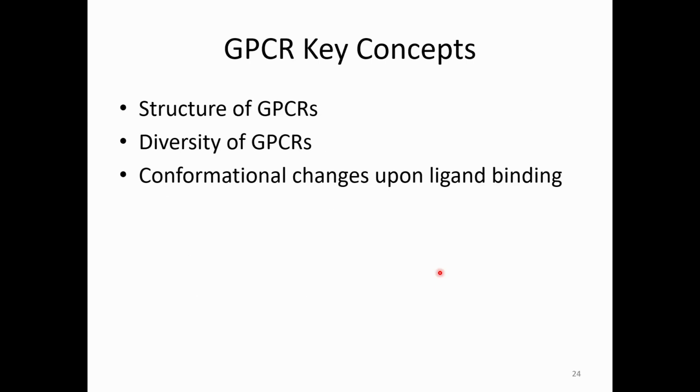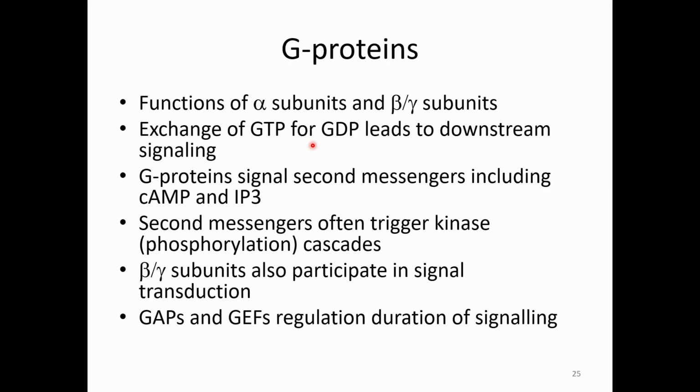And for GPCRs, know about the structure of GPCRs, how many GPCRs there are, just be aware that there are a lot of them. Know that they undergo conformational changes when ligands bind. Be aware of G proteins also, that there are all these different types of G proteins out there. Obviously, the G alpha subunits are really important, right?